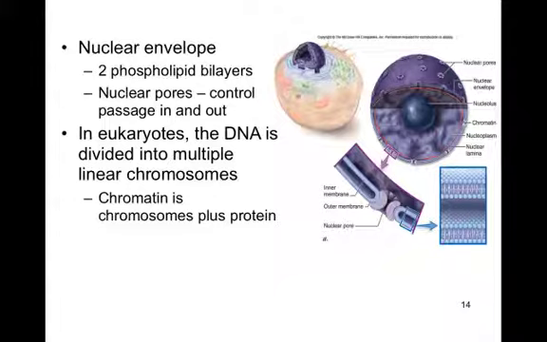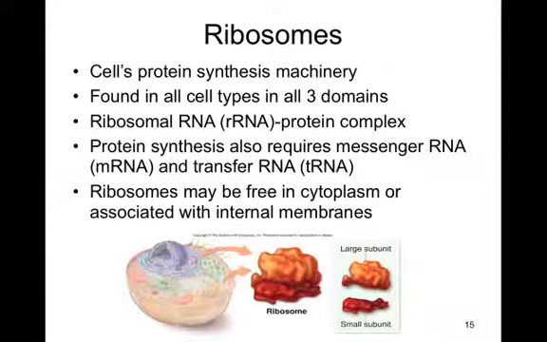In eukaryotes, the DNA is divided into multiple linear chromosomes, as opposed to the circular chromosome that we see in prokaryotes. Chromatin is the normal form for DNA. This is when it's fairly unwound and is able to be used for protein synthesis. Chromatin is DNA wound around some protein cores, sort of like beads on a string, but it's easily accessible for transcription if the manufacture of certain proteins is necessary.